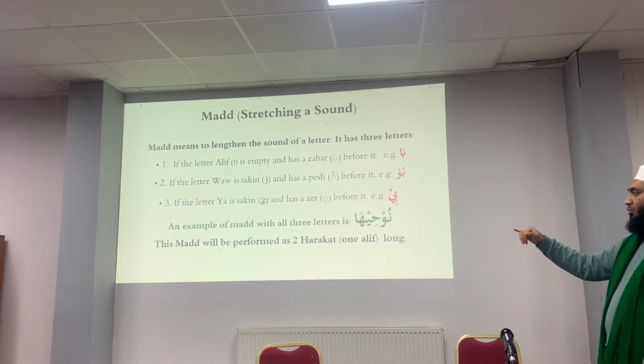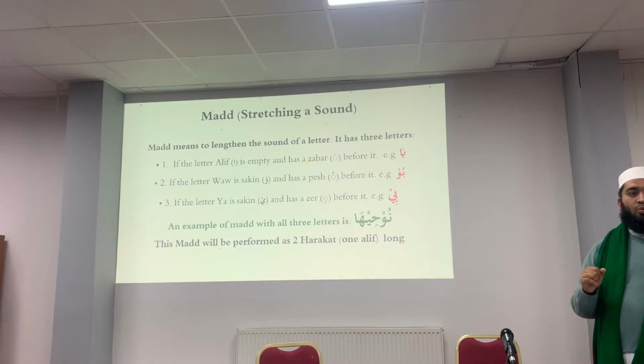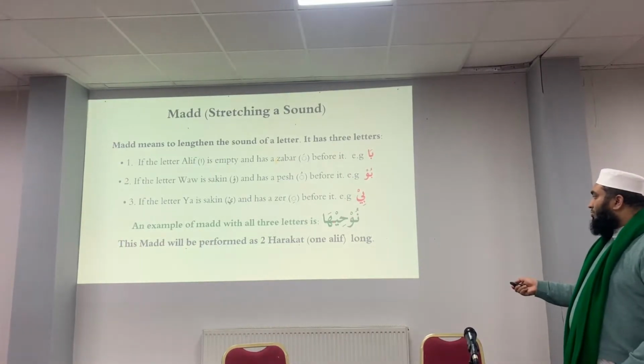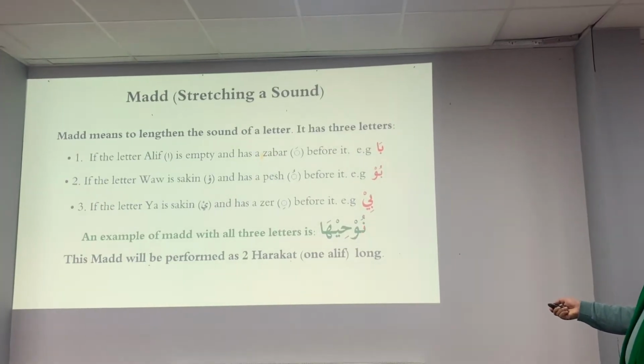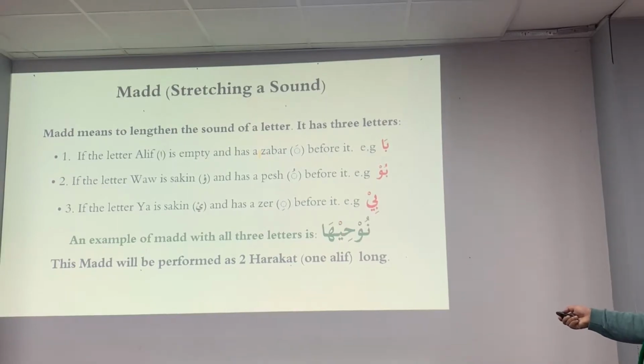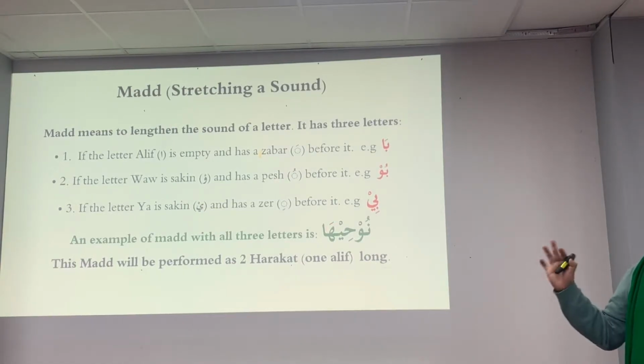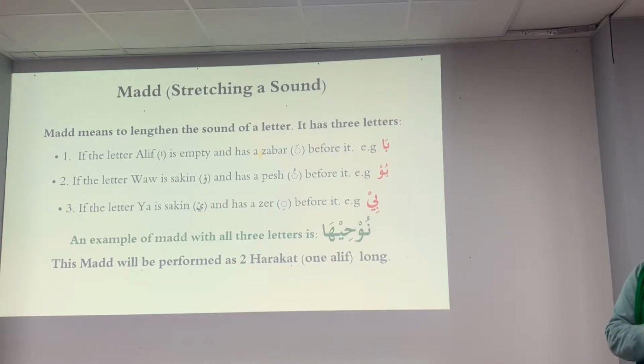An example of mad with all three letters is nuhiha. You can see all three conditions are meeting here. Number one, we found the letter waw sakin, the letter before it is a pesh. Number two, we find ya sakin, the letter before it has a zer. Number three, alif is empty, the letter before it has a zabar. So these three letters are the letters of mad, and you need to stretch the sound.